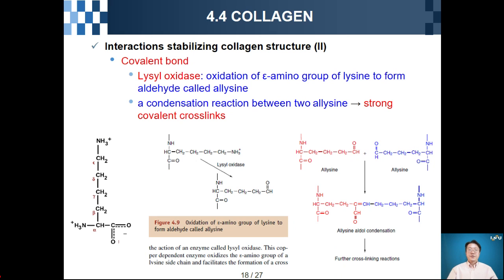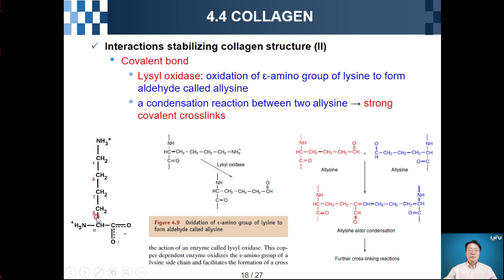The third interaction stabilizing collagen structure is the covalent bond. The repeating unit of collagen is glycine, Xaa and Yaa. In the Xaa location, proline and lysine can be there, and also in the Yaa location, proline or lysine can be there. So lysine is a main component of collagen. So this is the lysine structure. Let's see the detailed structure.